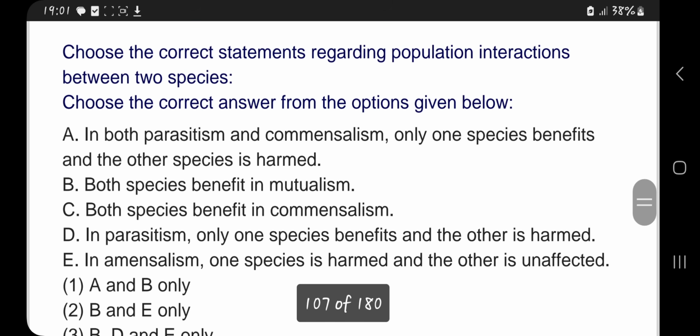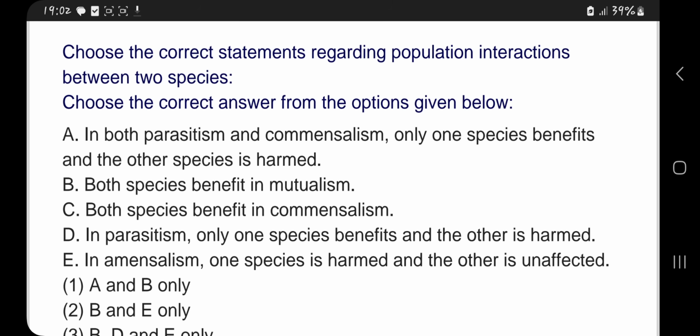Choose the correct statement regarding population interaction between two species. In both parasitism and commensalism, only one species benefits and the other species is harmed. This is incorrect. Both species benefit in mutualism, that is correct. Both species benefit in commensalism, wrong. In parasitism, only one species benefits and the other is harmed, correct. So BD. In amensalism, one species is harmed and the other is unaffected.